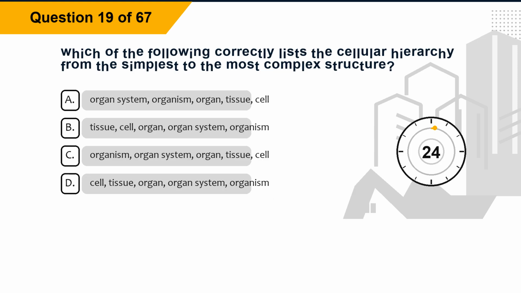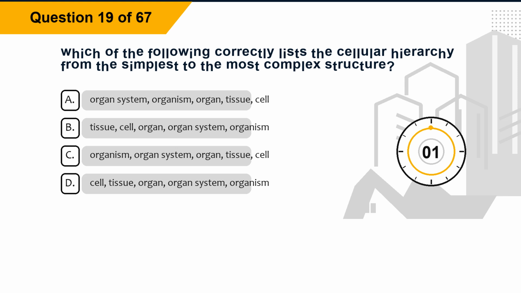Question 19. Which of the following correctly lists the cellular hierarchy from the simplest to the most complex structure? Option A, organ system, organism, organ, tissue, cell. Option B, tissue, cell, organ, organ system, organism. Option C, organism, organ system, organ, tissue, cell. Option D, cell, tissue, organ, organ system, organism.